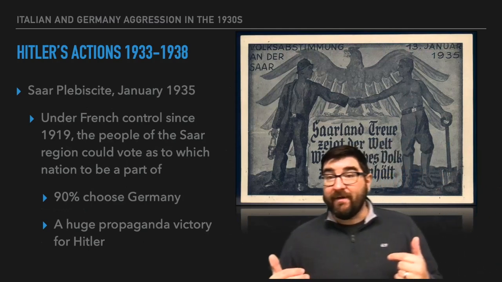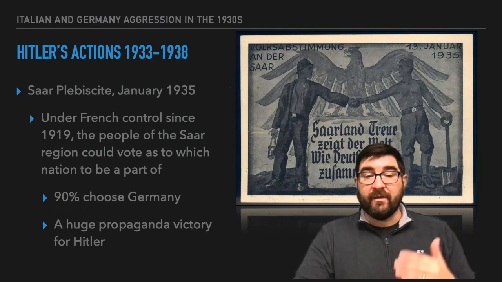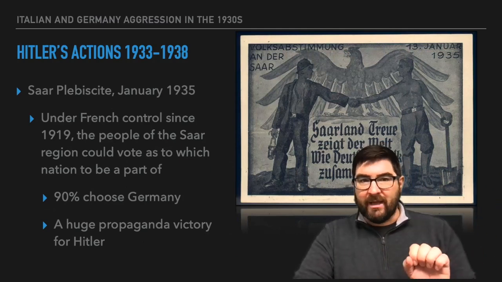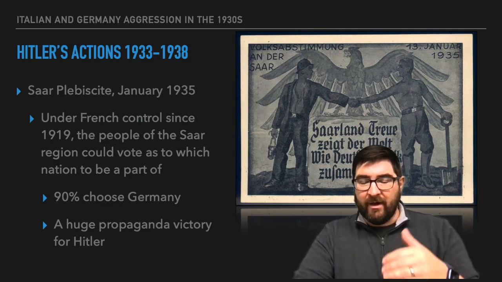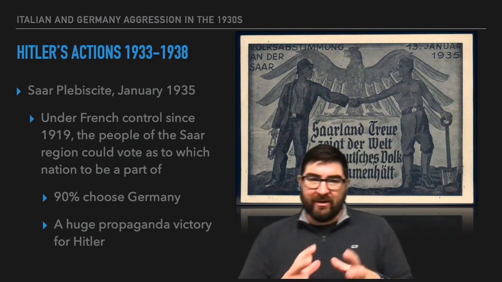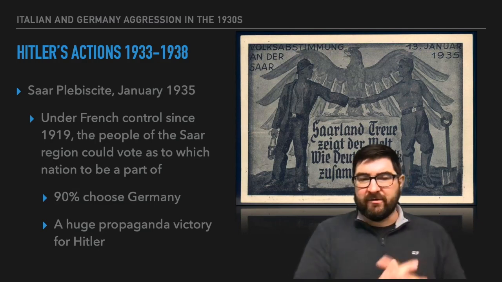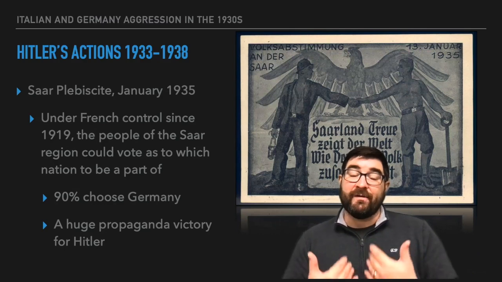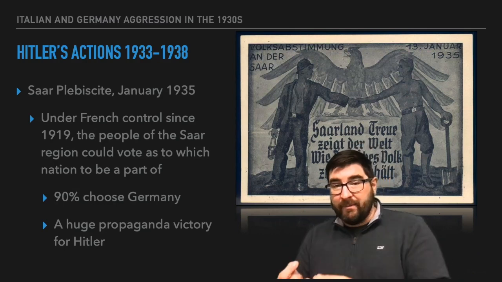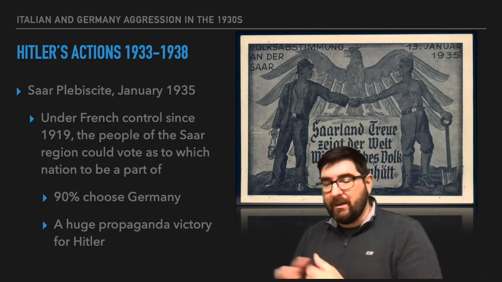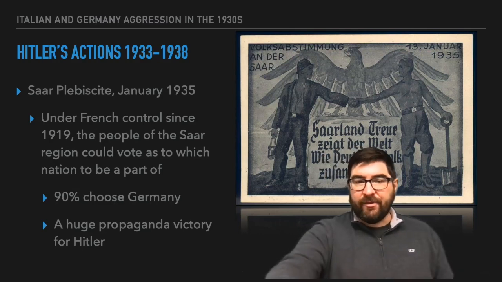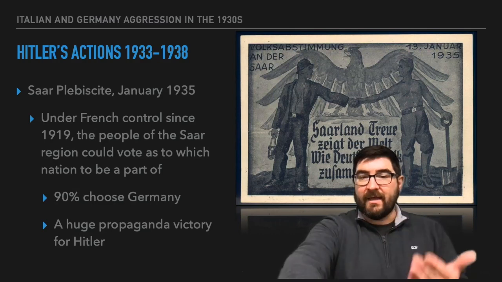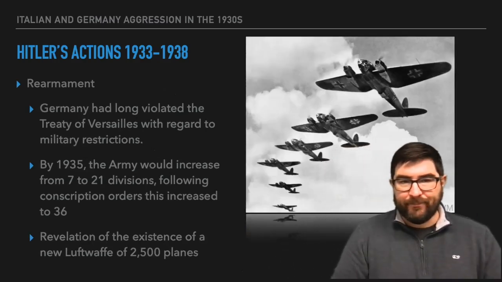In January of 1935, there's an election in a region called the Saar. This is a Rhineland region, a border region between France and Germany. And in the aftermath of World War I, this Saar region had much of its coal production heading over to France, with a call for an election of the people, what's called a plebiscite, to decide ultimately should they be a part of Germany or should they be a part of France. And in January of 1935, the people of the Saar overwhelmingly chose to go with Germany. This is a huge propaganda win for Germany.